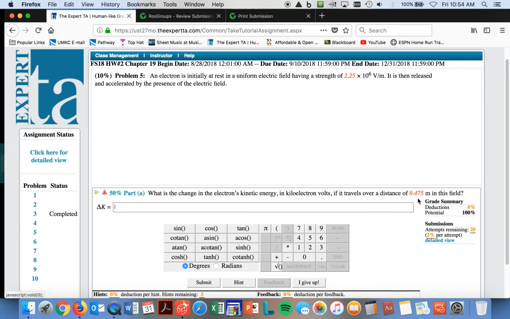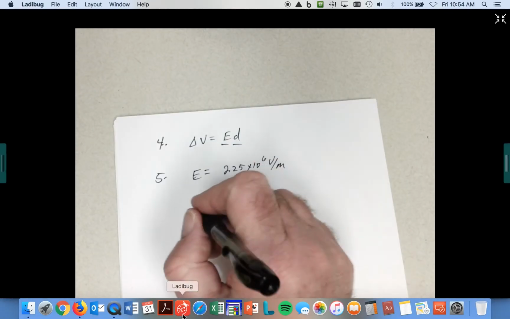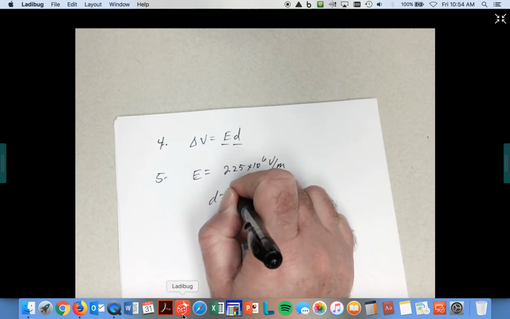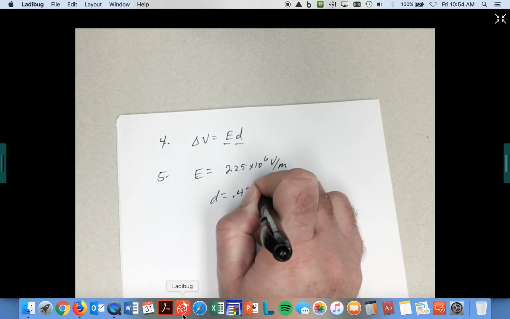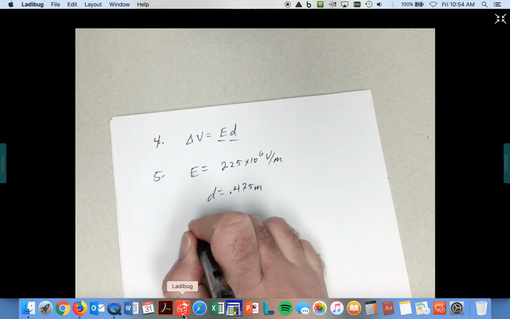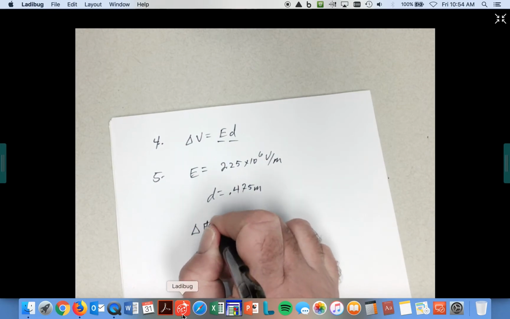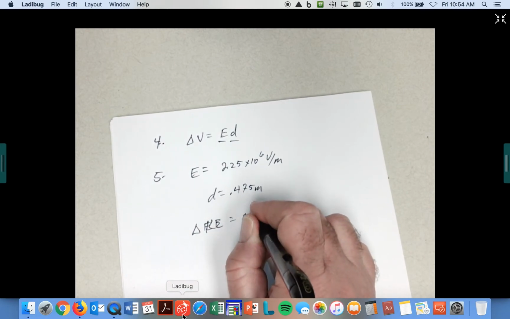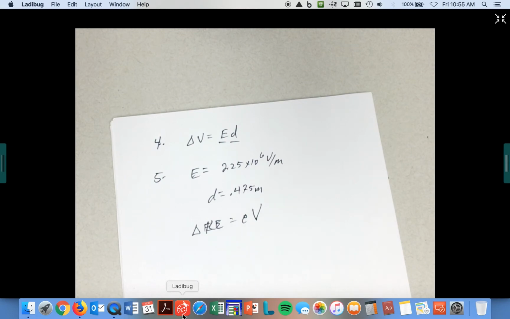Okay, it travels 0.475. It's a uniform electric field. The distance is equal to 0.475 meters. I want to know its change in kinetic energy in electron volts. All right, we use electron volts when we use these small things.